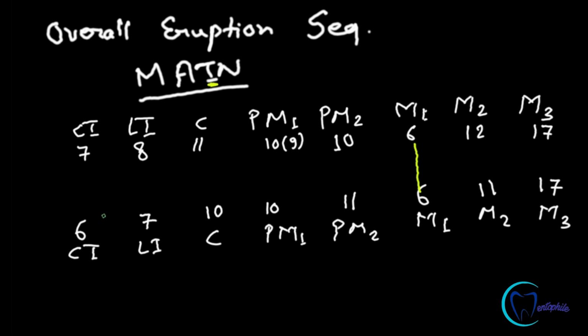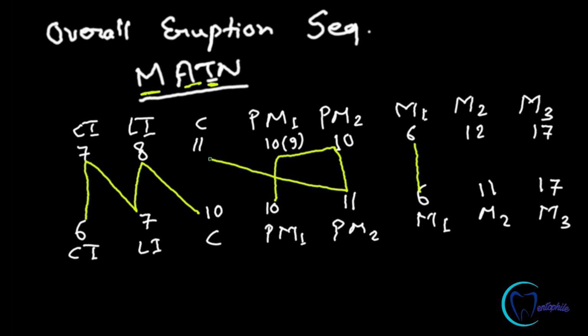Now, the next teeth to erupt is the central incisors in the mandible, followed by the central incisors in the maxilla, then the mandibular lateral incisor, maxillary lateral incisors, and finally the canine. So we can see a letter M, and this represents the M of our MAIN method of memorizing. Now for the letter A, we start with the mandibular first premolar, then maxillary first premolar, maxillary second premolar, mandibular second premolar, and finally the maxillary canine.